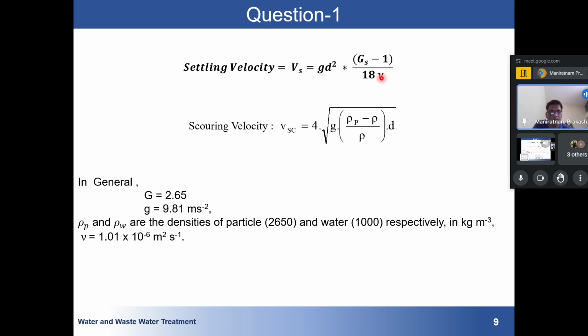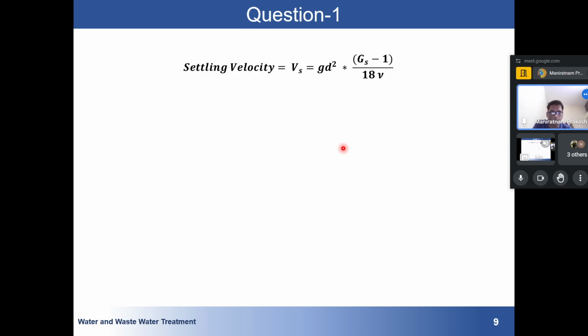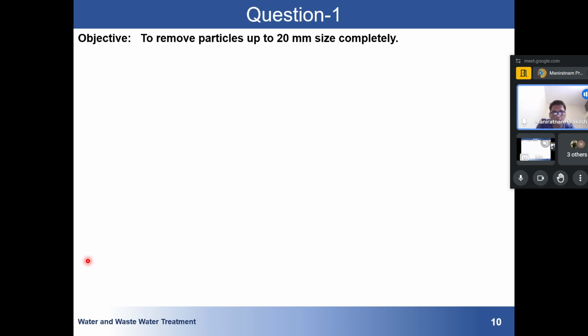But if the unit of viscosity is given in terms of Newton and all this, I would suggest, please go through the units of both. You should know the unit of dynamic viscosity and kinematic viscosity. In general you will find the unit of kinematic viscosity, but you should have an idea of both viscosities. So now coming to the design part.